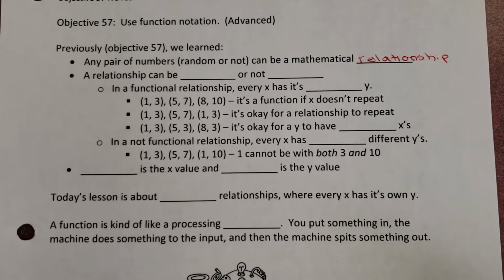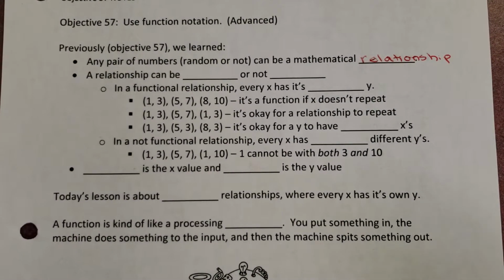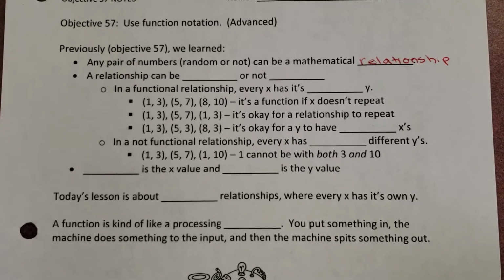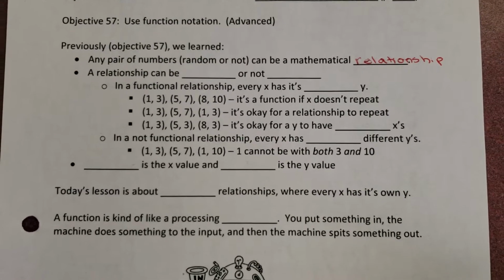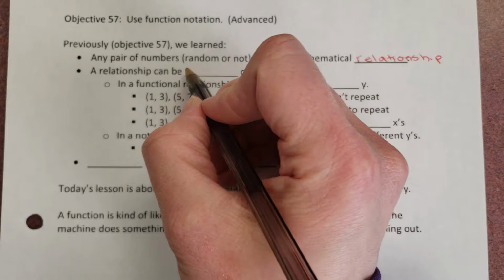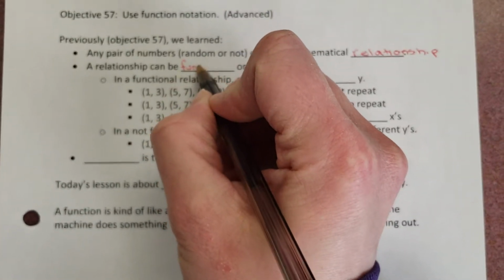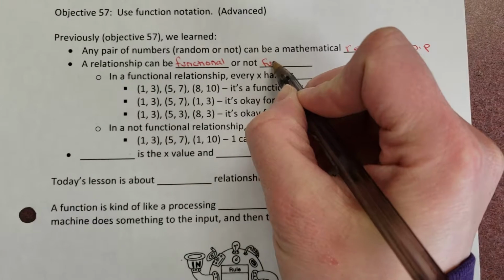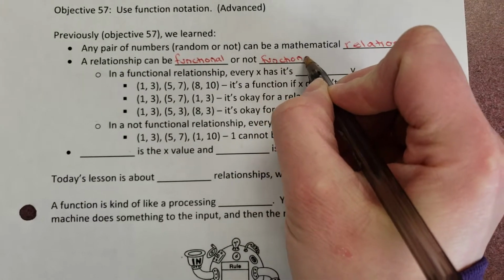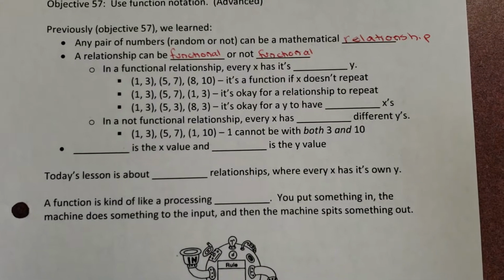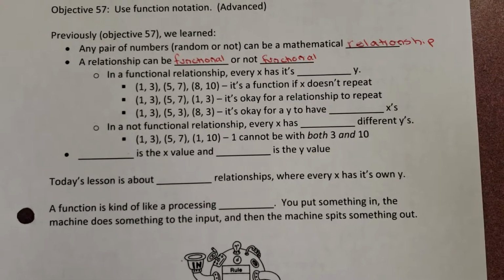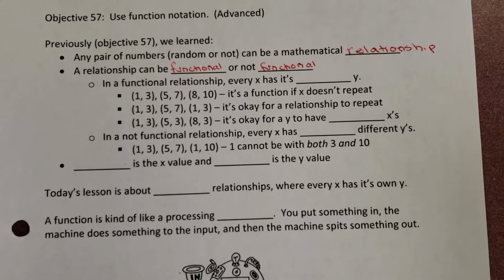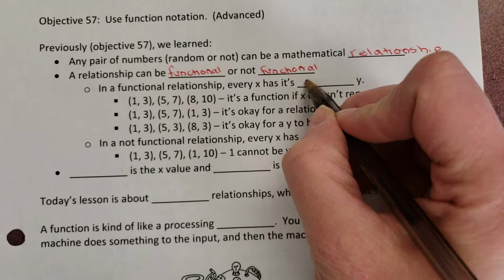Now, a relationship can, like I said, be generated by math or random, and it can also be either functional or not functional. And remember, for a relationship to be functional, every x has to have its own y.